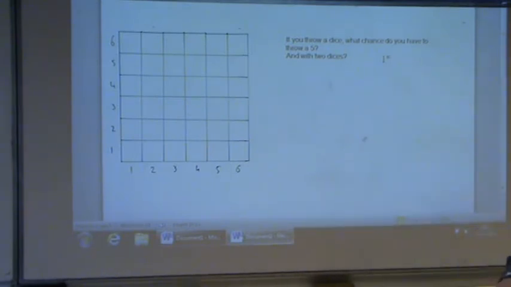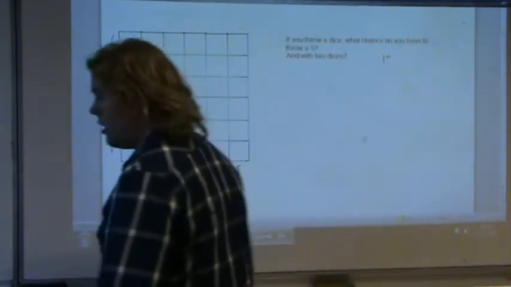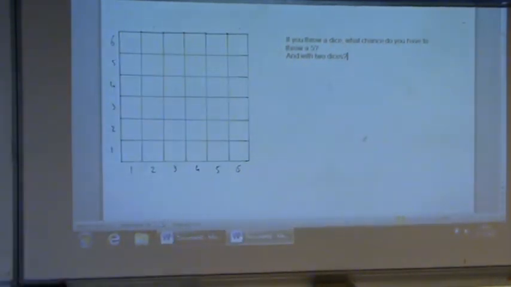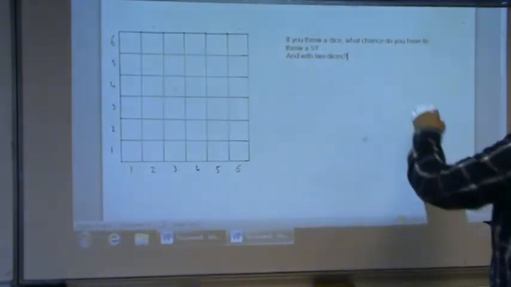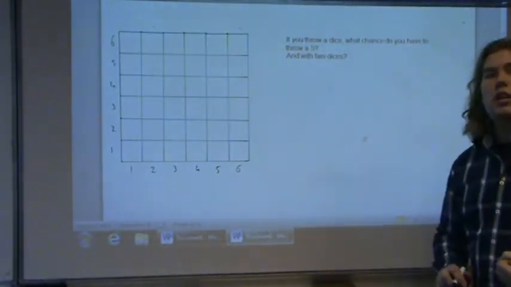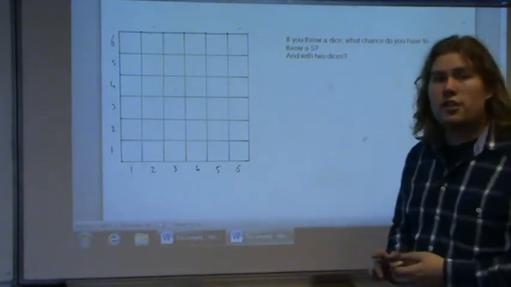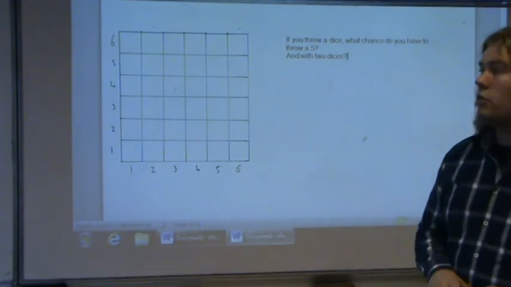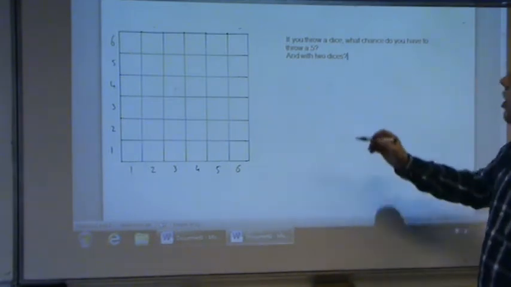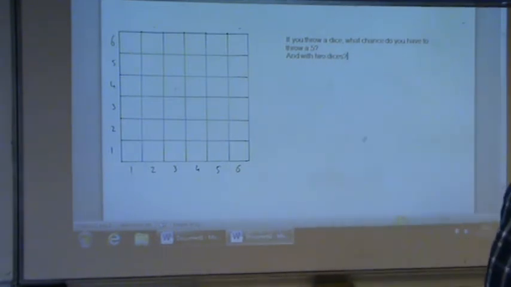If you look at this question here, let me remove this annoying thing out of the screen. So it's gone. It says, what if you throw a dice? What chance do you have to throw a 5? Now I hope all of you know what a dice is. It has 6 sides, and it has 1 till 6. Those are the number of eyes you can throw. And you want to know the chance you get a 5.